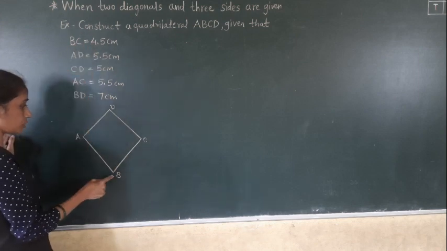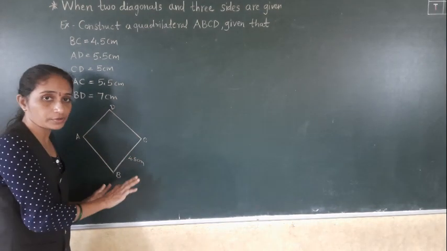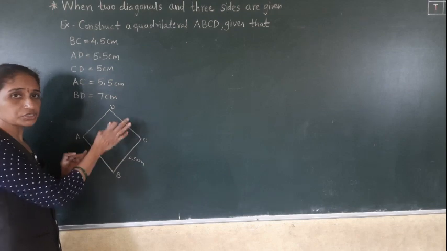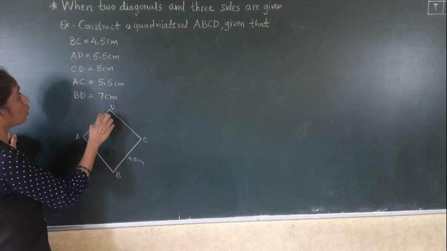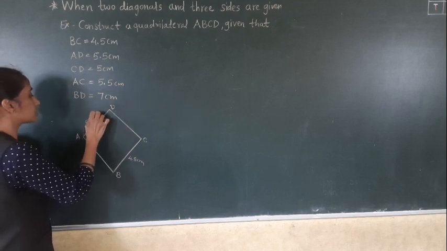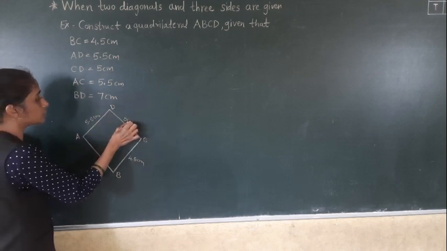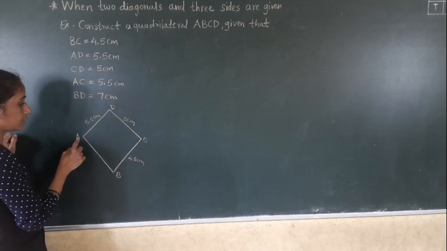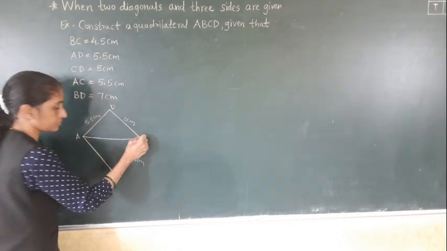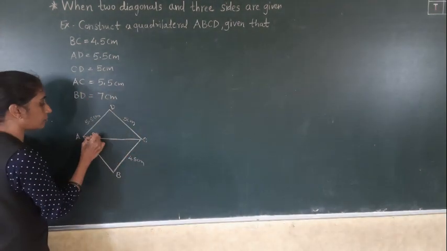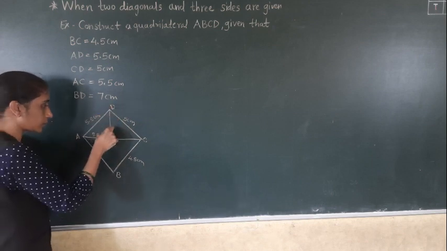Now what is given? BC, how much is it given? 4.5 centimeter. See, this is a rough sketch of the quadrilateral, so don't take the measurement, just simply draw. AD, how much is it given? 5.5 centimeter. Then CD is given 5 centimeter. Then AC, how much? AC means this is a diagonal. AC is given 5.5 centimeter.